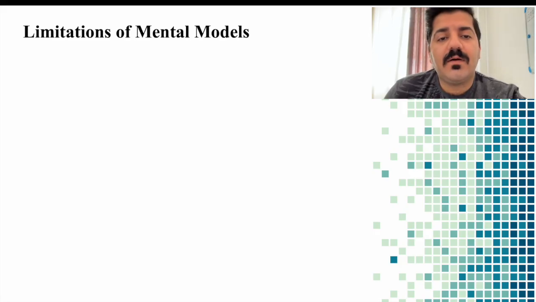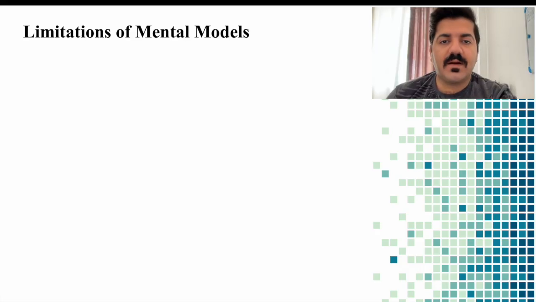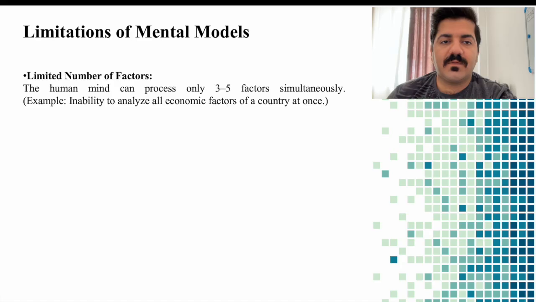So talking about them helps you think better. Mental models are helpful, but they have big limits. Number one, a small brain RAM. Your mind can only handle 3 to 5 things at once. For example, you can't track all the reasons for rising prices, just a few.